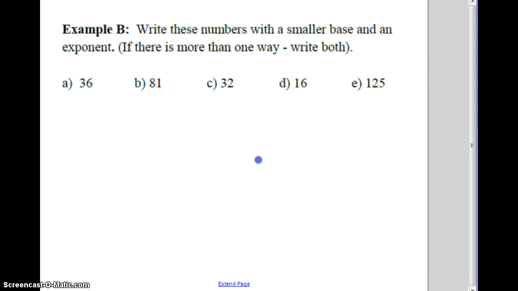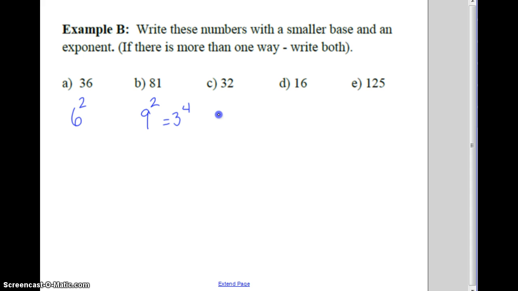In order to solve problems that have a variable as the exponent, you're going to need to be able to write the numbers with different bases. Sometimes there will be more than one way to write the base. For example, 36 could be rewritten as 6 to the power of 2. 81 is the same thing as 9 squared. 81 also is able to be rewritten with a base of 3, or 3 to the power of 4.